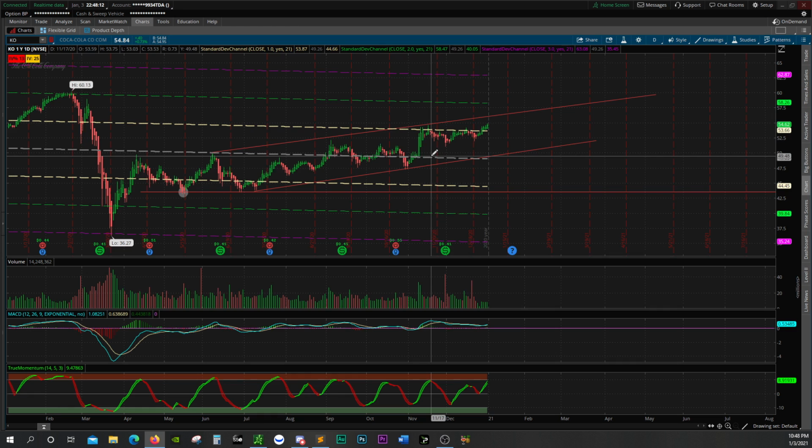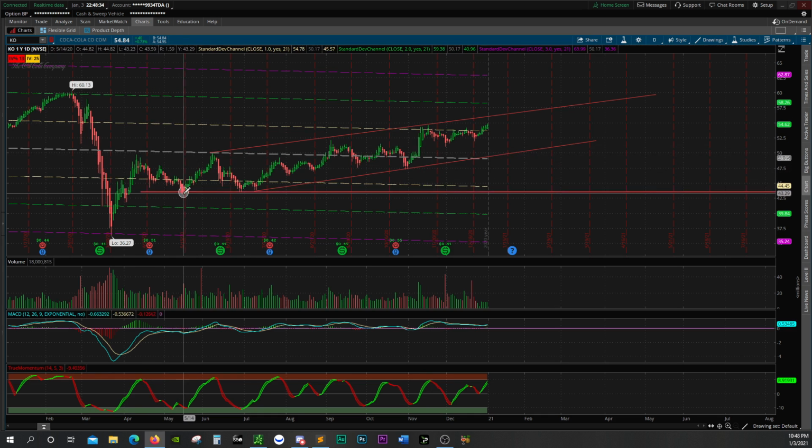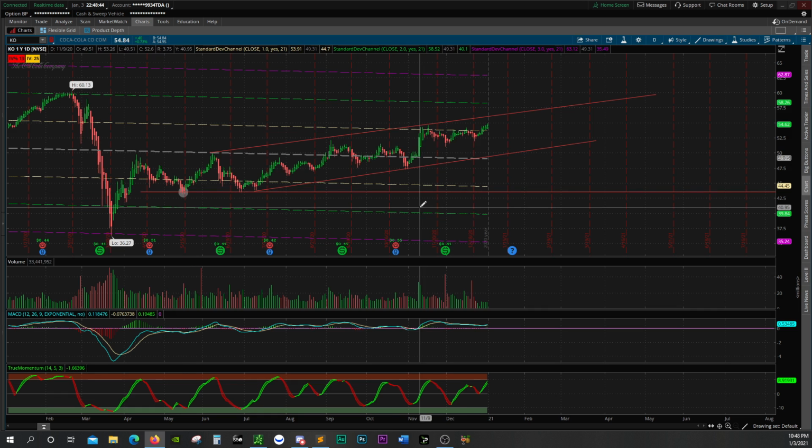I mean, it's not a bad idea to play off of the channel for sure. Coke is in an uptrend, like I said. But you see, after COVID hit, it dropped to 36. It did a pump, went to almost 50, and then its next lowest low was right around 44. So from that point to where we're at now, it's only gone up $10. That's boring. You know what I'm saying?